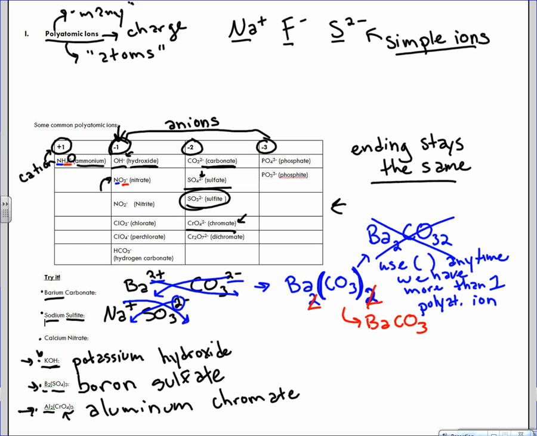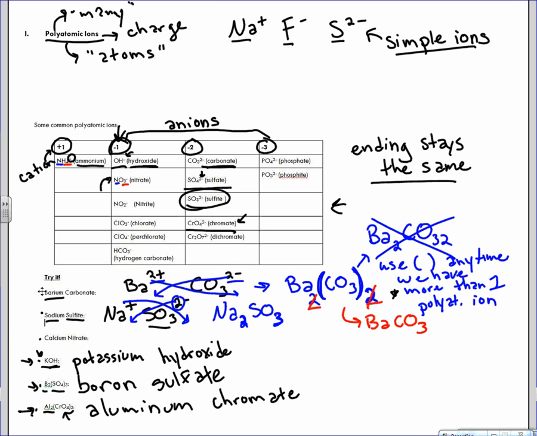Remember our rule over here. We use parentheses anytime we have more than one polyatomic ion. If we just need one sulfite, then we do not need to write parentheses. Na2, SO3. So what this is communicating is that we need 2 sodiums. That's what that 2 means. 2 sodiums and then 1 sulfite, SO3. Okay, we're going to try one more here.